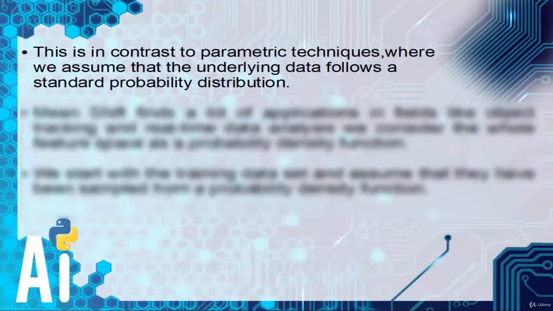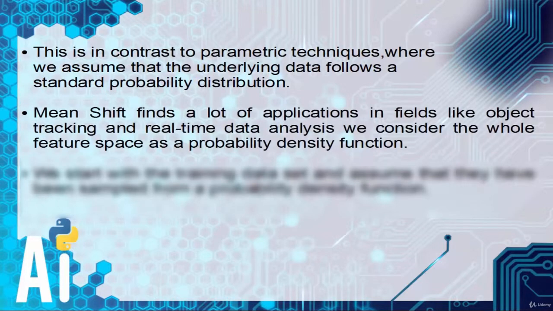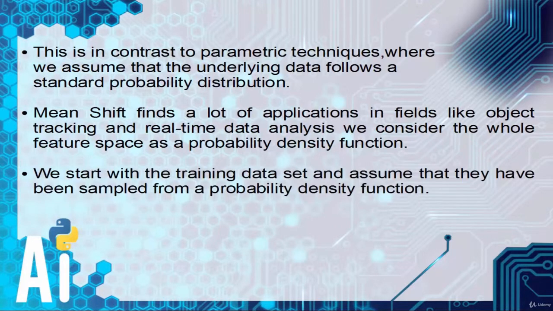This is in contrast to parametric techniques, where we assume that the underlying data follows a standard probability distribution. Mean shift finds a lot of application in fields like object tracking and real-time data analysis. We consider the whole feature space as a probability density function. We start with the training data set and assume that it has been sampled from a probability density function.